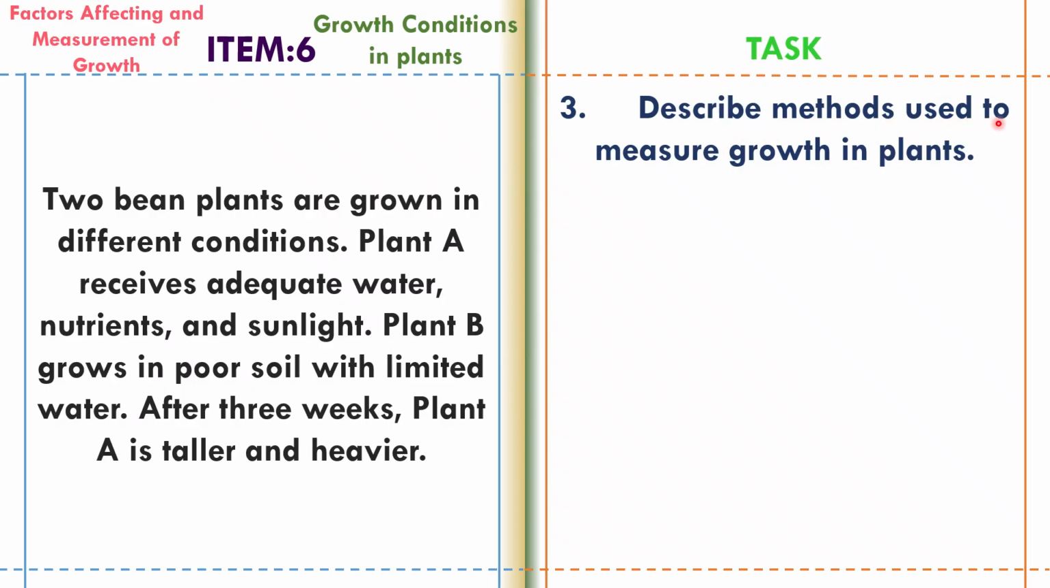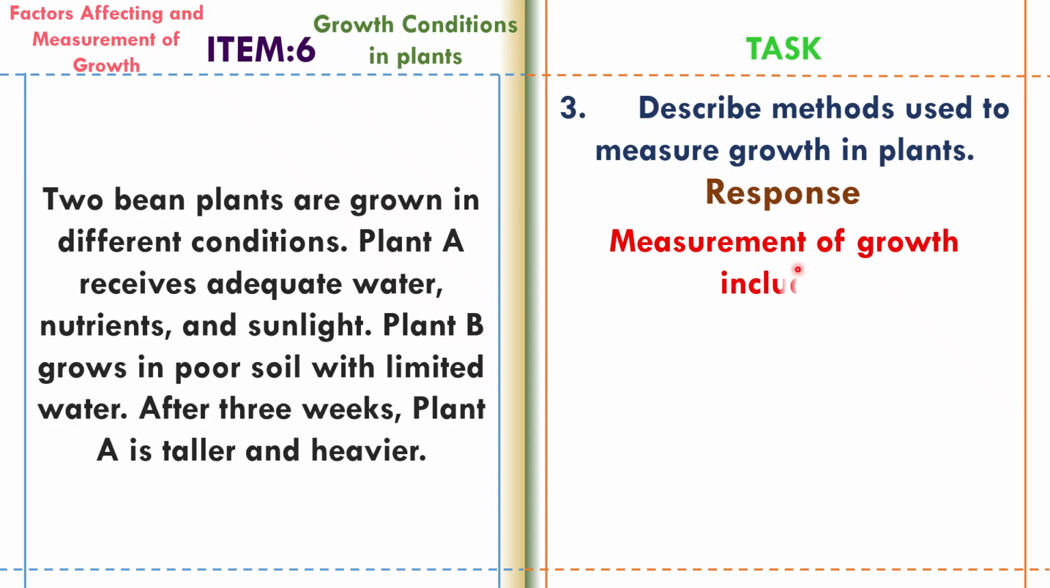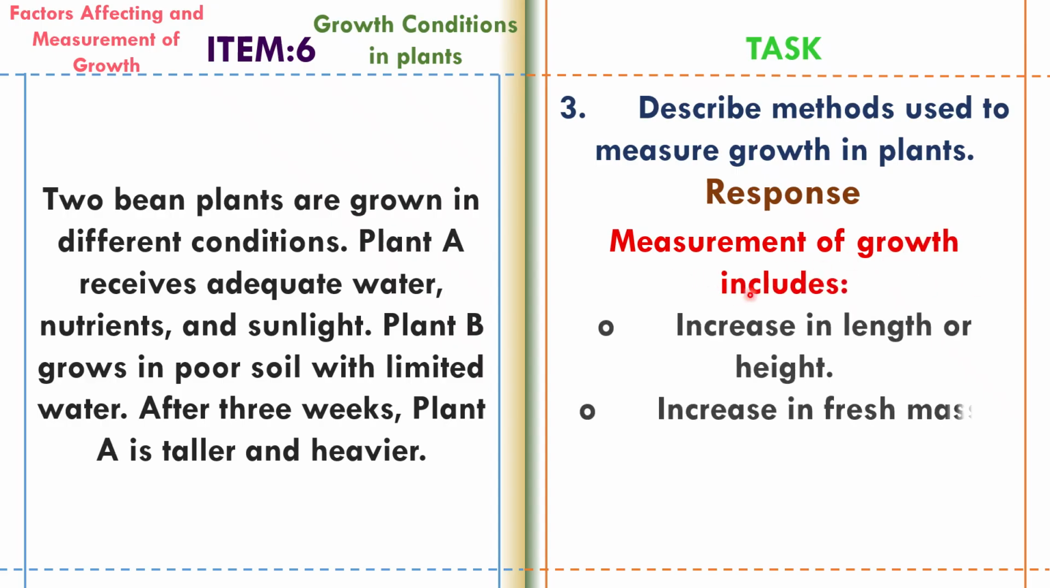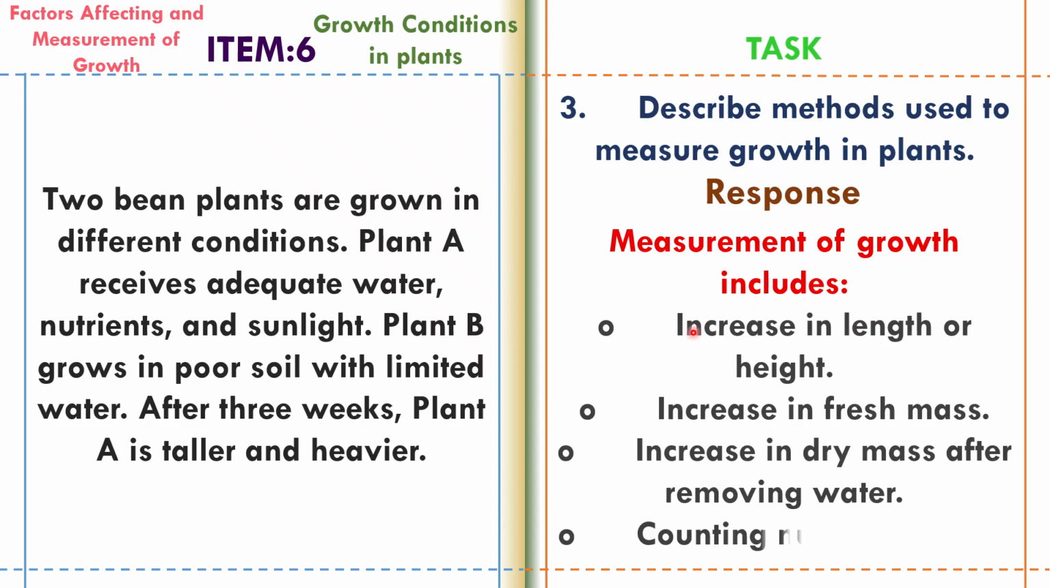Describe methods used to measure growth in plants. Measurement of growth includes measuring increase in length or height, measuring increase in fresh mass, measuring increase in dry mass after removing water, or counting number of cells.